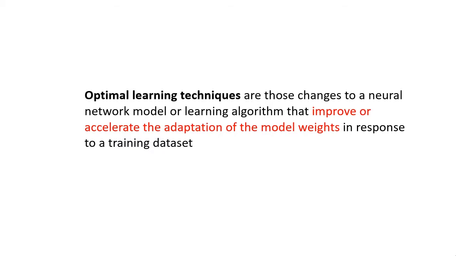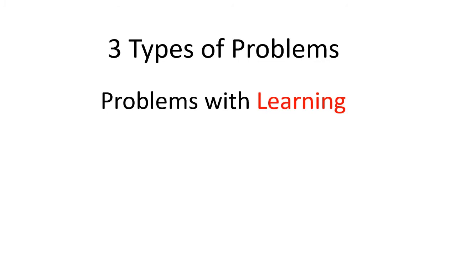There are three types of problems that are straightforward to diagnose with regard to poor performance of a deep learning neural network model, and they are problems with learning. These are problems with the model when they can't effectively learn a training dataset or show slow progress or bad performance when learning the training dataset.